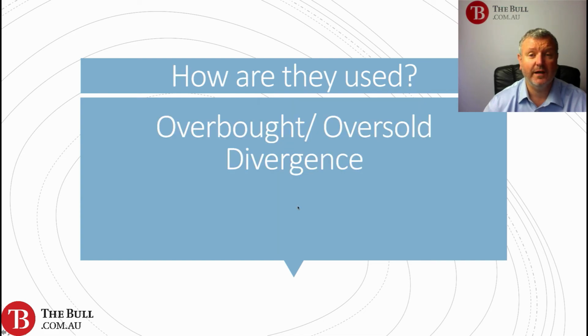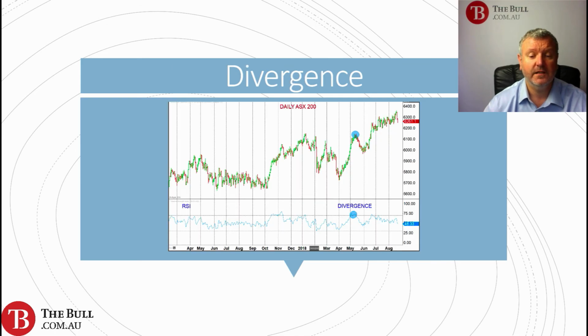Divergence is the second thing we're going to look at here. What does divergence mean? Divergence is when the market hits a new high, but the oscillator does not hit a new high. So here we can see the market hitting new highs and the oscillator not hitting new highs. That is called divergence, and sometimes an indication that the market is going to correct. And we did in this case see the market correcting back lower.